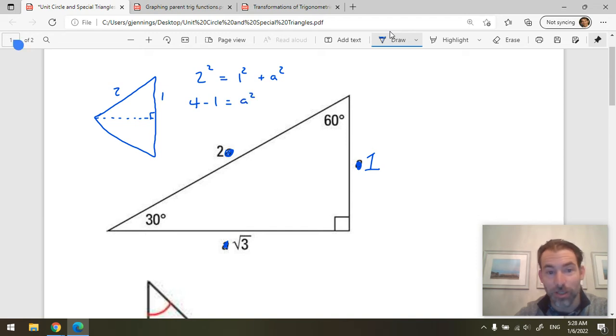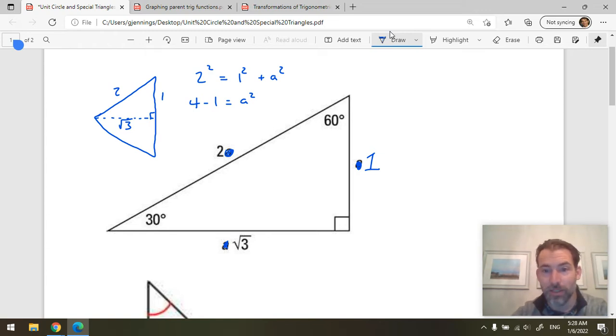And so 3 equals a squared. So then this would be the square root of 3 on that side. So that's how you would remember this when you forget. Just use your grade 9 Pythagorean theorem and cut an equilateral triangle in half. So this gives us our primary trigonometric ratios for 30 degrees. So let's take a look at those.